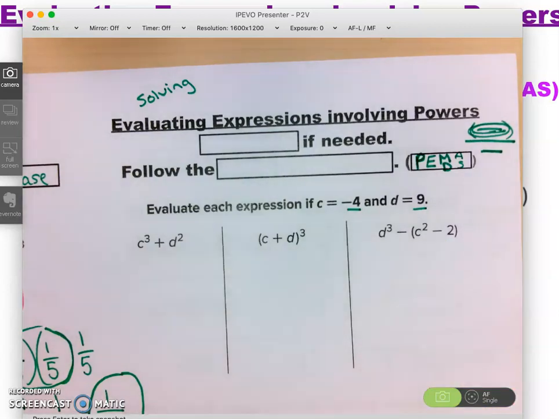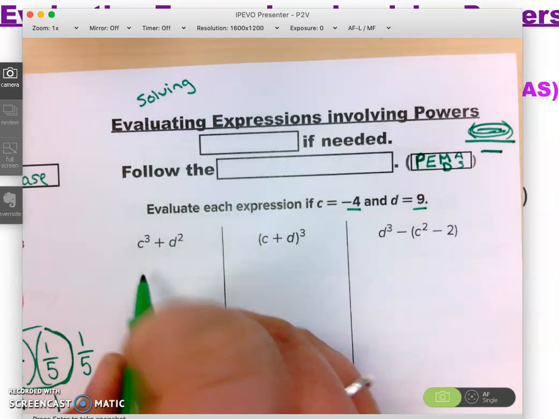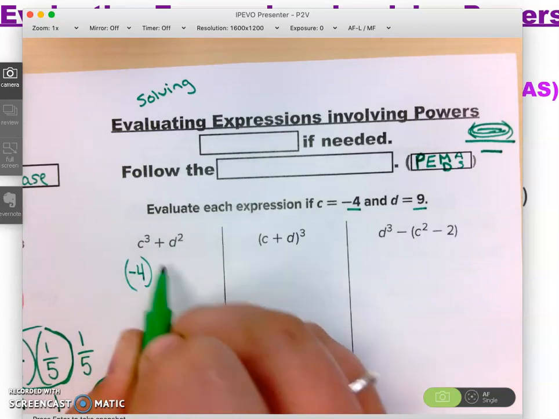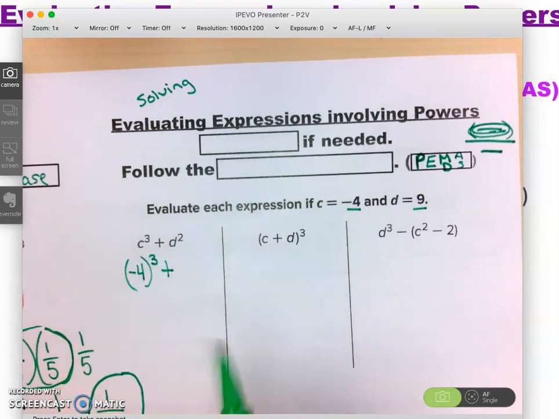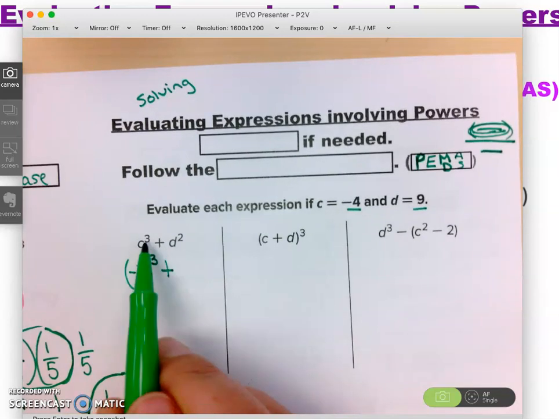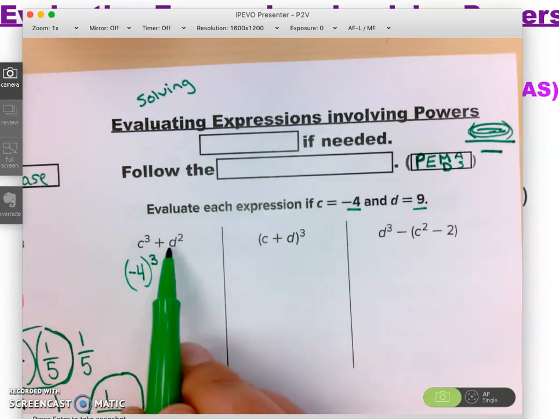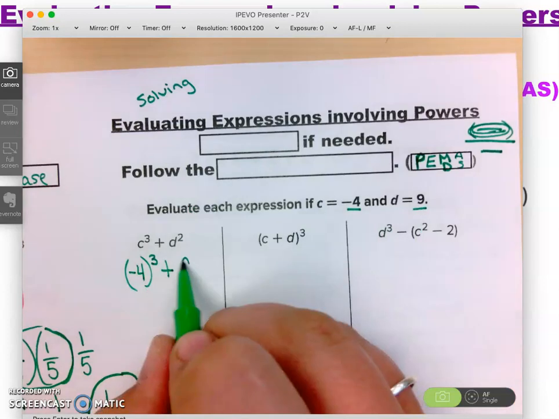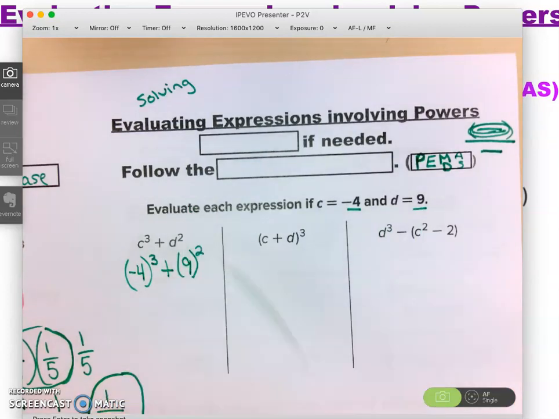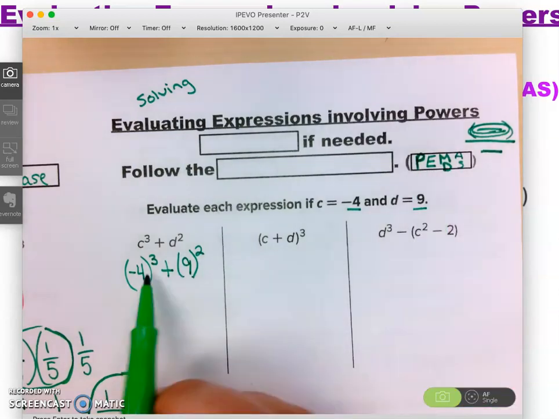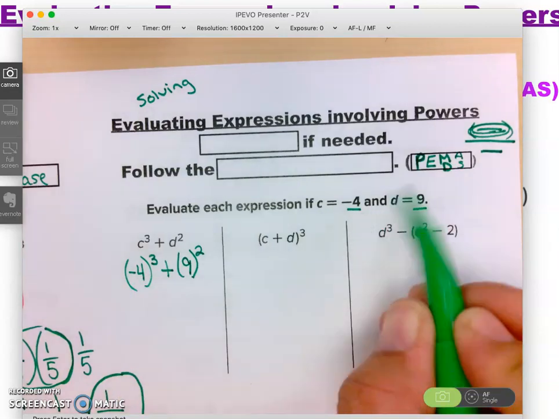What I'm going to do is I'm going to substitute first. So the C is a -4. Everything else is going to stay the same. And then D, like if I have that 3 up there, that's staying the same. The D is going to be replaced with 9. That 2 is going to stay the same. And then I don't have any parentheses, I don't have any operations inside my parentheses. Then I want to do my exponents.